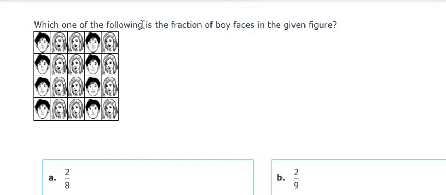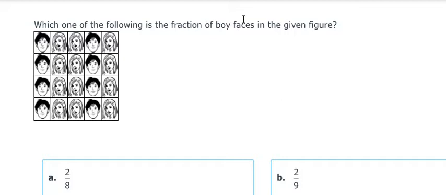Which one of the following is the fraction of boy faces in the given figure? First let's find out how many faces there are, with multiplication. 1, 2, 3, 4, 5. 5 multiplied by 4 is 20. There are 8 taken away, so 8 by 20. But we can't find 8 by 20 in the options, so let's simplify it. Maybe that can be the answer.